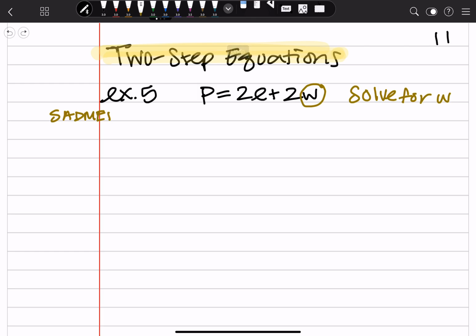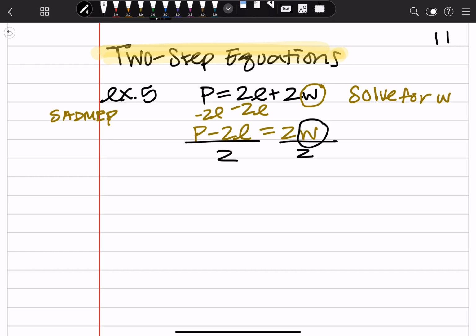Because it's a positive, we're going to subtract it, and we're going to subtract it from both sides. And we're going to go ahead and rewrite our next step now, which is capital P minus 2 times L is equal to 2w. Remember, we're solving for this w, so we can't touch it. We want to keep it there. Now, what's bothering the w is that 2. And because it's being multiplied, we're going to divide to get it out.